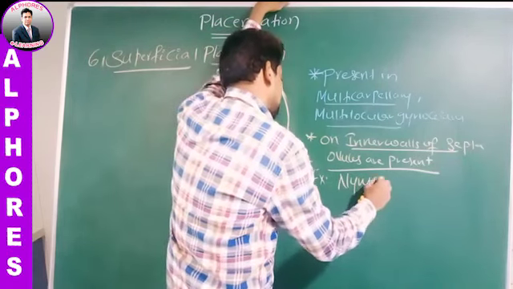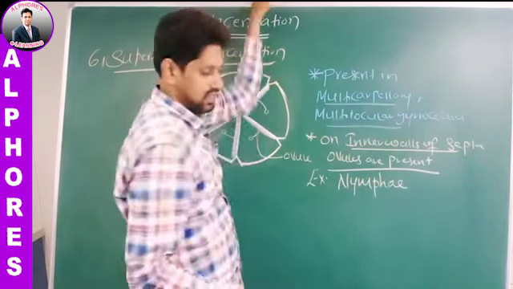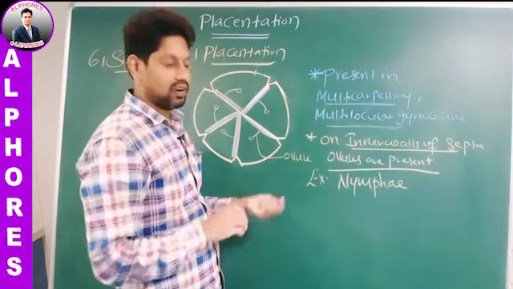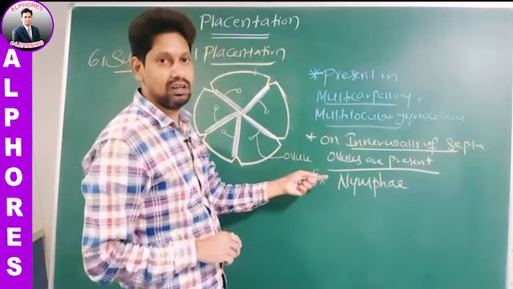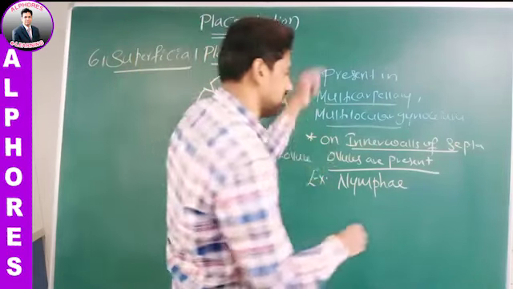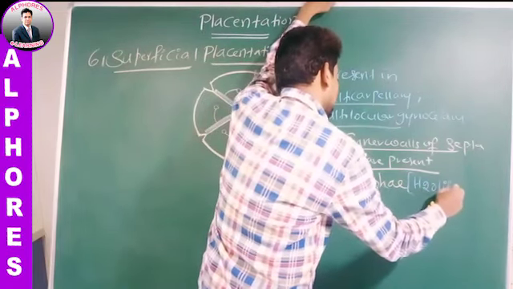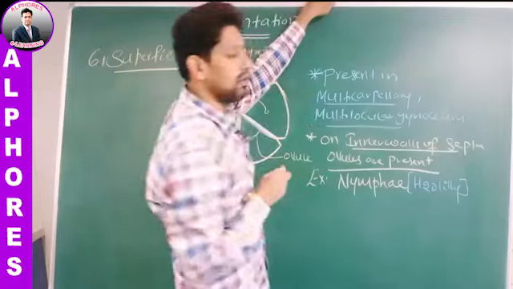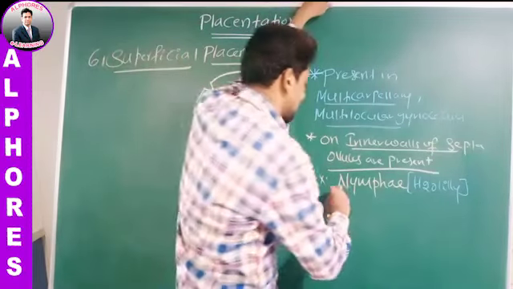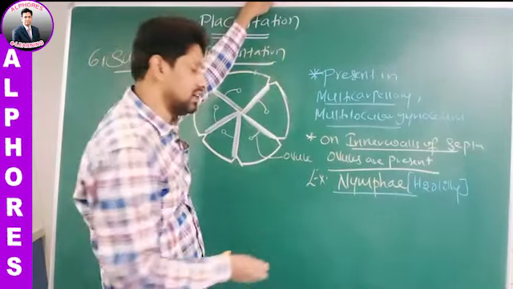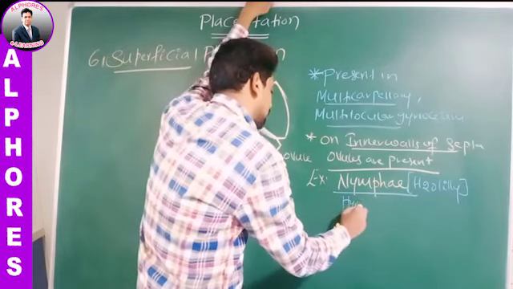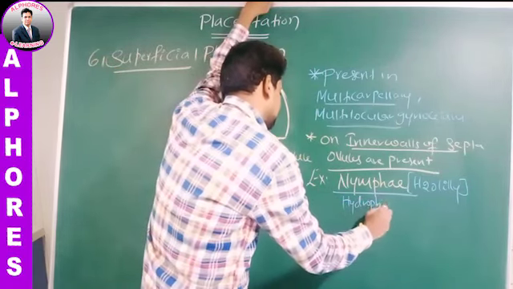What is the example for superficial placentation? The example is Nymphaea. We can pronounce it even as Nymphaea. Its common name is water lily. It is a hydrophyte.